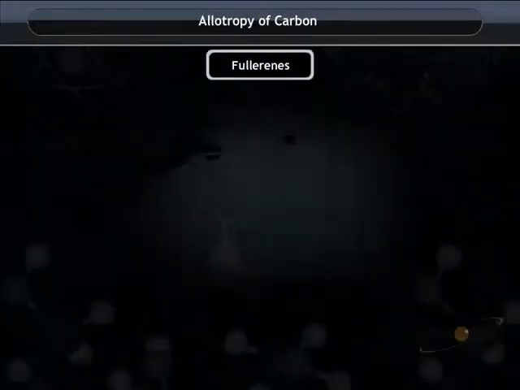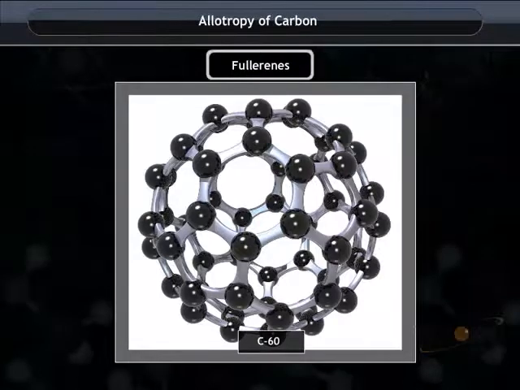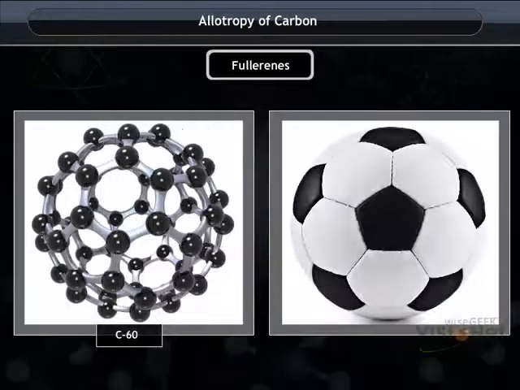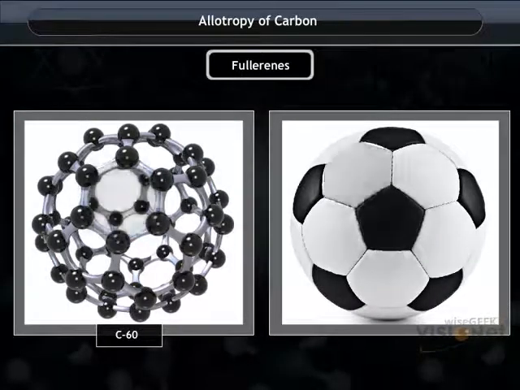Fullerenes. Fullerenes form another class of carbon allotropes. The first one to be identified was C60, which has carbon atoms arranged in the shape of a football. It contains 5-membered rings and 6-membered rings of carbon atoms.